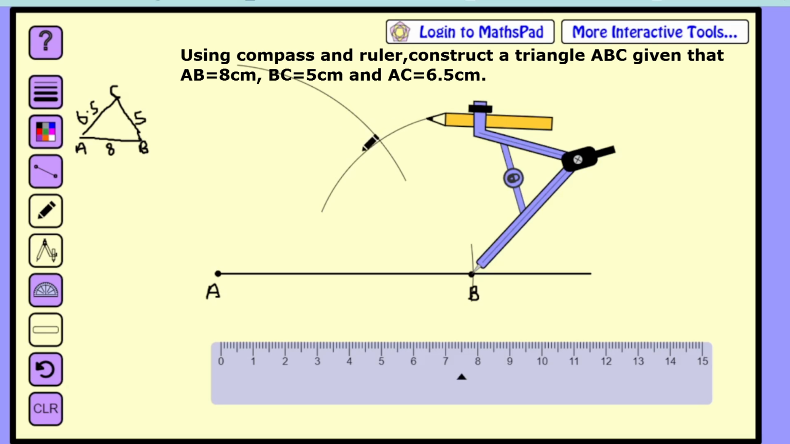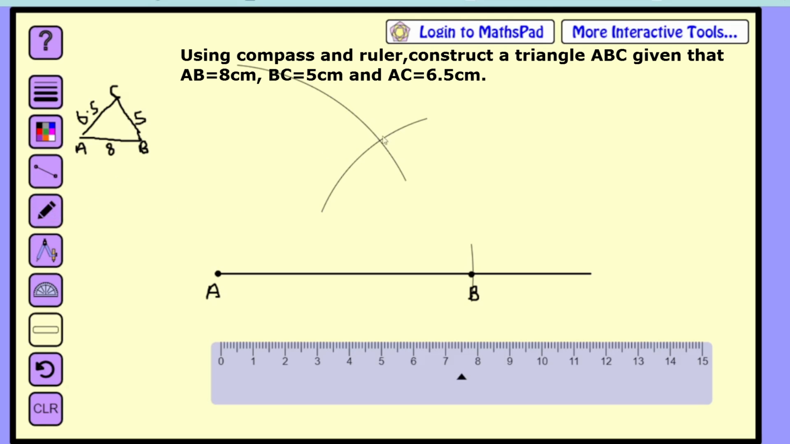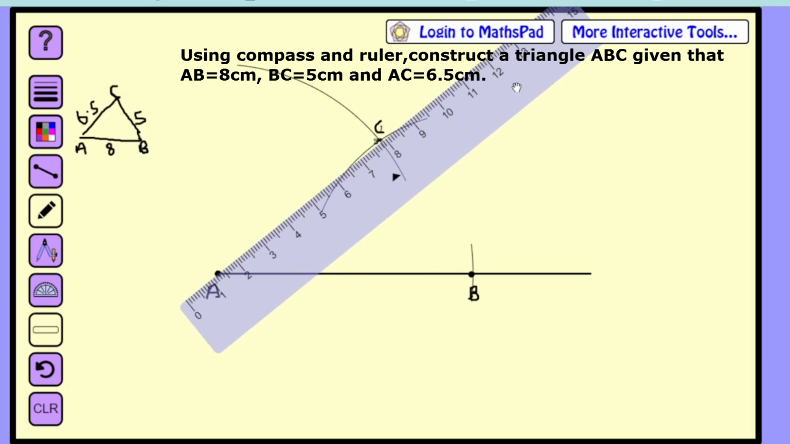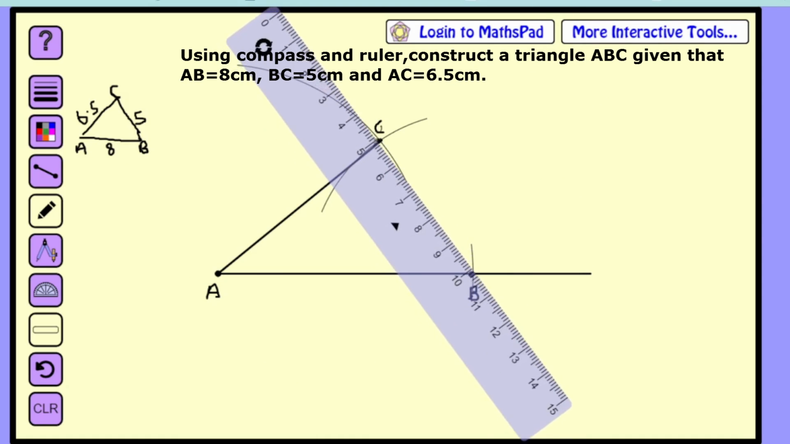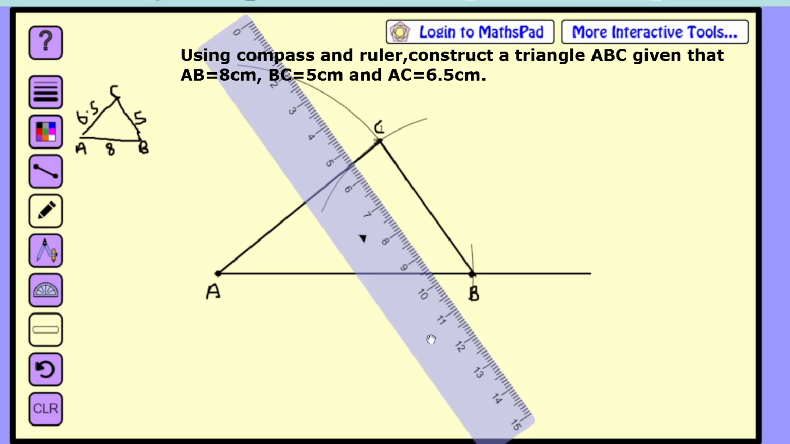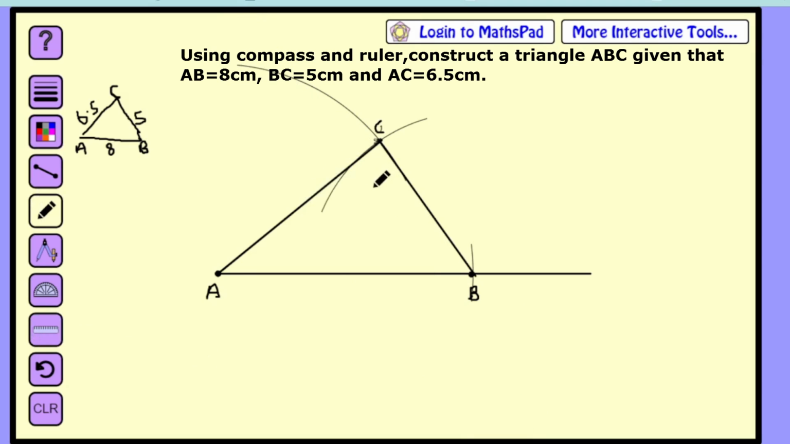So now our triangle is coming up. We don't need our compass anymore. So we're going to take our pencil, and where both arcs intersect, we're going to put our point C. So there we go. Now all we're going to do is connect our points, A and C and B and C. And there we have it. So here we have our triangle ABC.